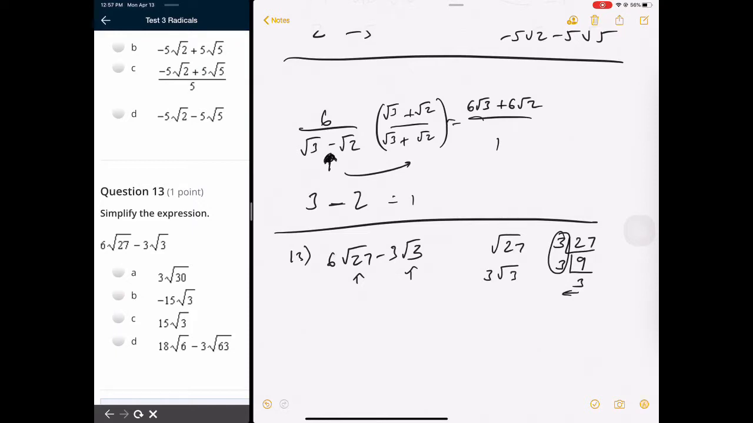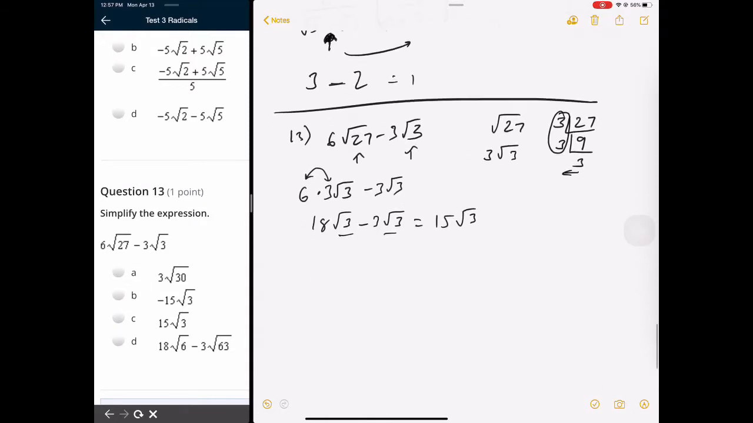So we had a 6 on the outside, so it'd be 6 times 3 square root of 3 minus 3 square root of 3. These are multiplying each other since they're both outside next to each other. That's 18 square root of 3. Numbers, when they're next to each other, are always multiplying. The only time you add is when you have a plus sign. And then we can combine 18 square root of 3 and 3 square root of 3. Hey, look, they're both like terms now because they both have a square root of 3. 15 square root of 3.